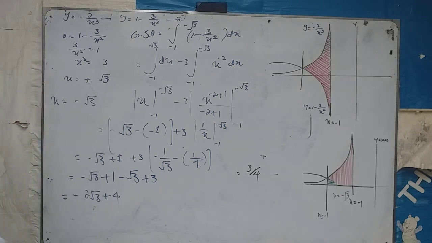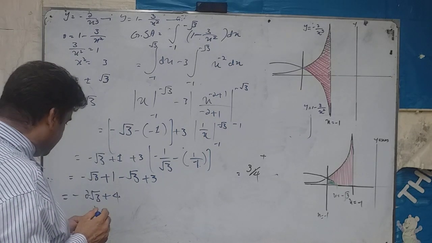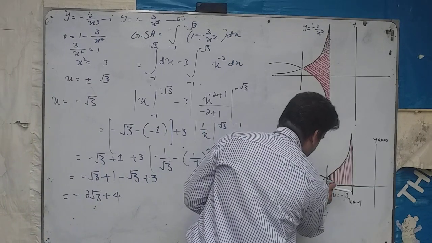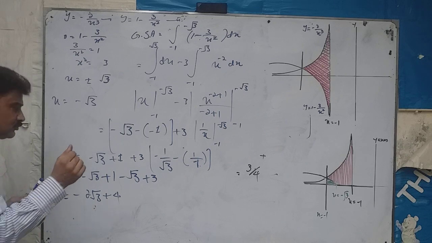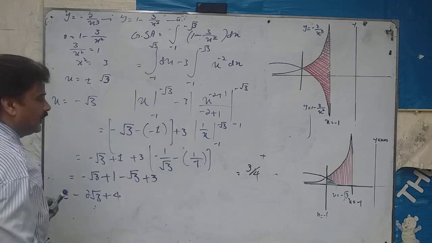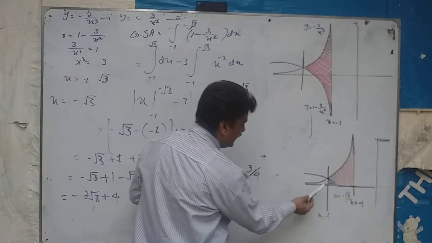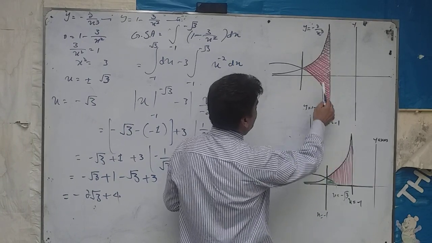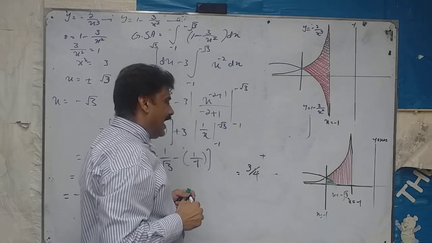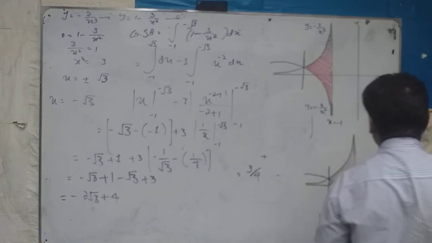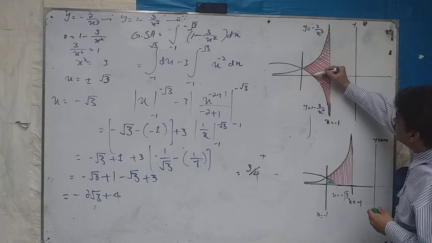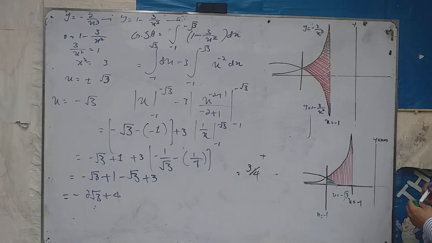This is the area which is the smallest area. In the end, we have to subtract this area from this total area, because this smallest area is not included in our required area. At the end, we will find the remaining area.